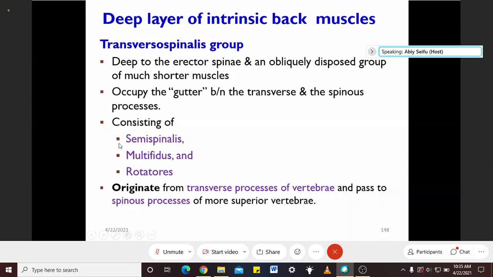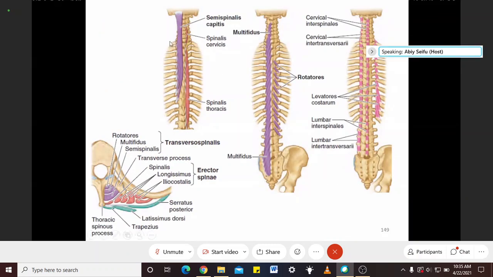That is why it is commonly called transversospinalis muscles. The first name, transverse, shows the origin, whereas the last one, spinalis, shows the insertion. Most of the time, when a muscle's name tells its points of attachment, the origin comes first, followed by the insertion. So the origin is from the transverse process, and it is inserted on the spinous process. Here it is.